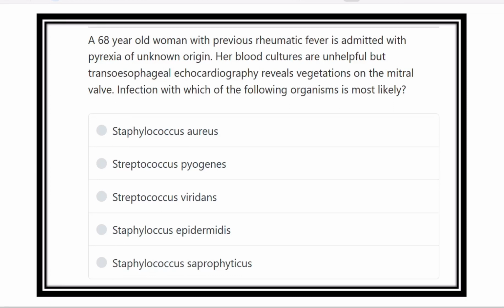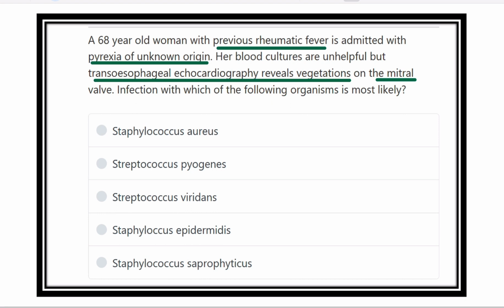A 68-year-old woman, with previous rheumatic fever, is admitted with pyrexia of unknown origin. Her blood cultures are unhelpful, but transesophageal echocardiography reveals vegetation on the mitral valve. Infection with which of the following organisms is most likely?